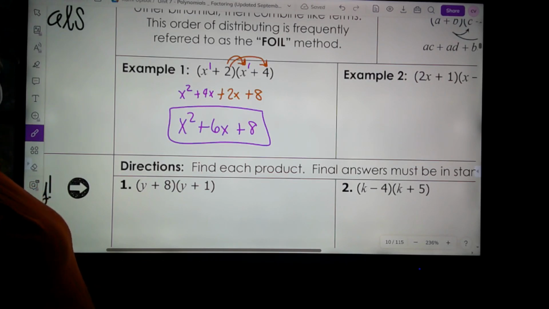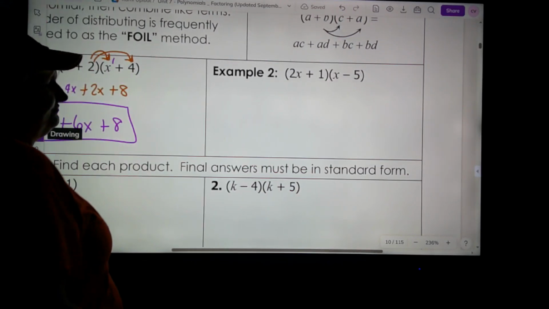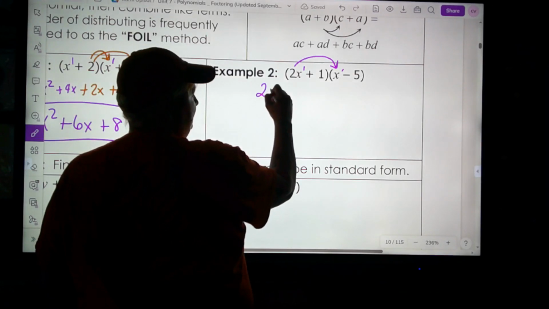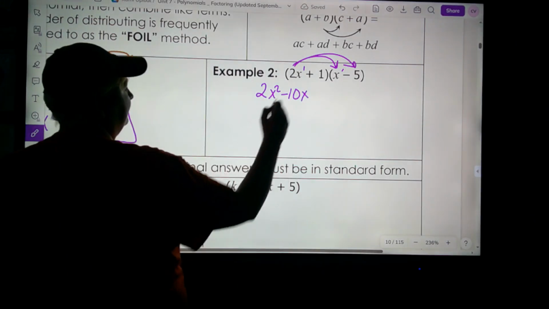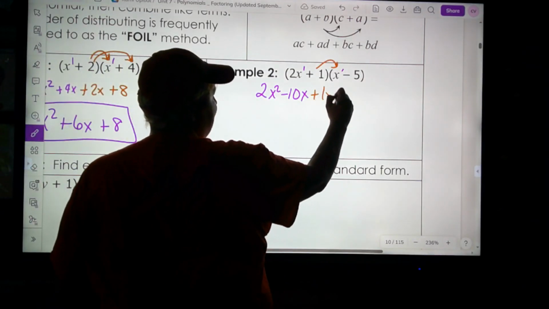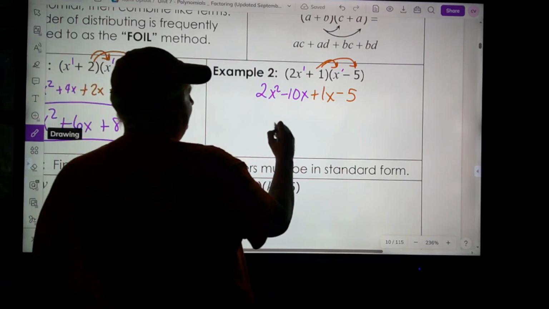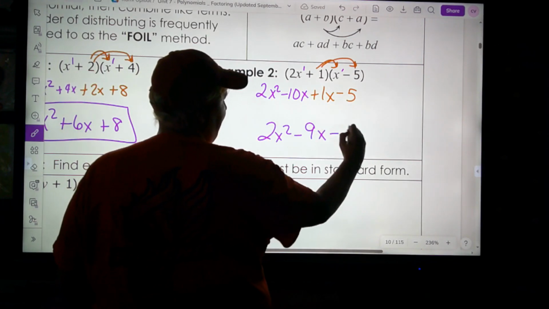You're welcome to use their FOIL method until you get used to doing it, because it's really easy to miss one of them if you're not being very careful, right? But the truth is, you're just distributing everything to everything else, right? Invisibles, 2x squared, negative 10x, plus 1x, minus 5. Like terms, 2x squared minus 9x minus 5.